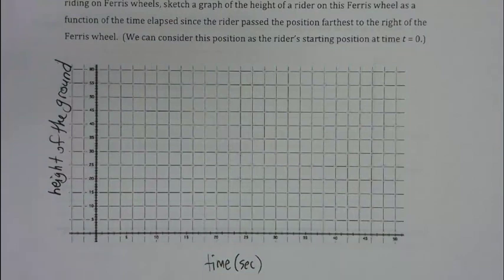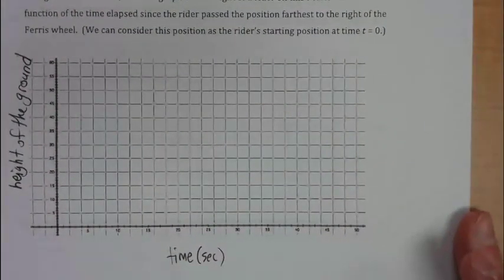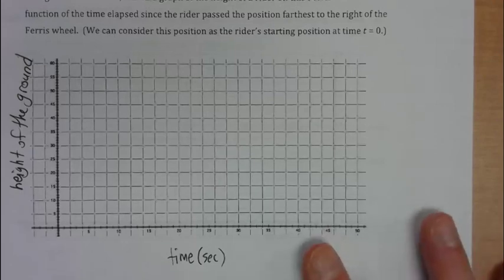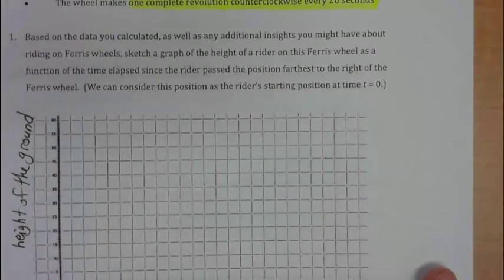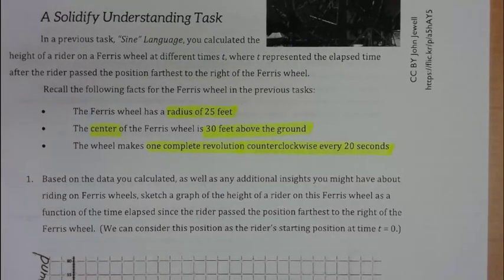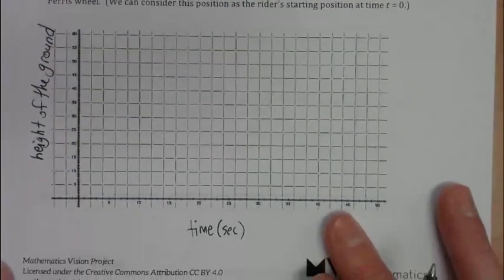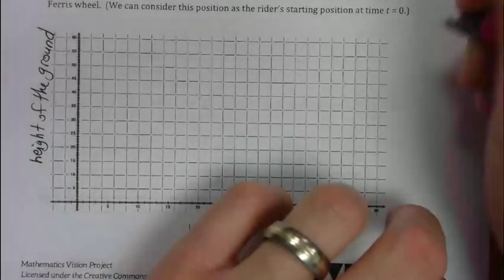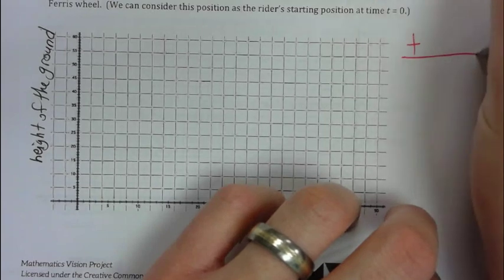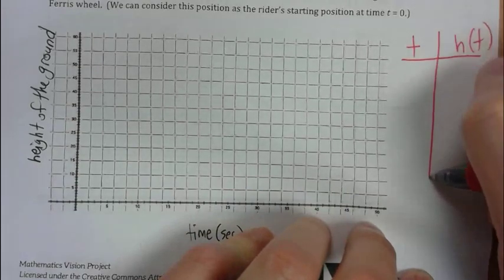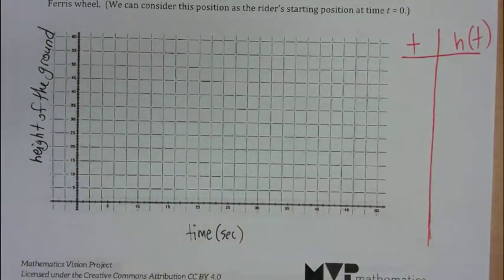So we want to maybe make a table here to make our process a little bit easier. We're going to be looking for some specific points and using the information we know about our Ferris wheel from these 3 bullet points from earlier to fill out that table. So let's do that now. To start off with, we need a table that is t, time, versus h of t for height.